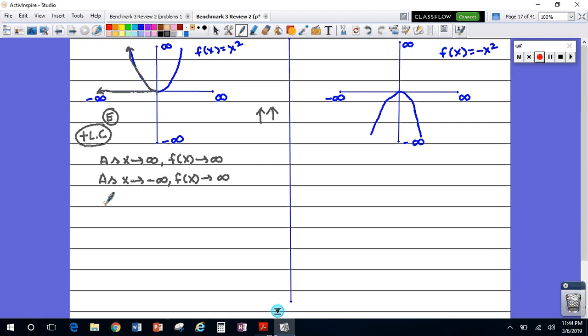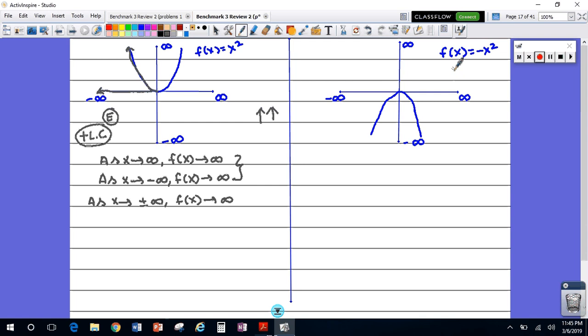From here, this curve goes up. So f of x is also tending to infinity. If you want to combine these two results, I can write it as: as x tends to plus or minus infinity, your f of x is tending to positive infinity.